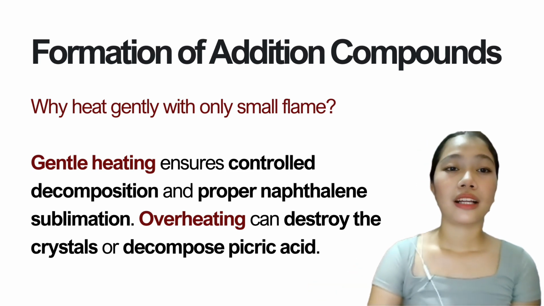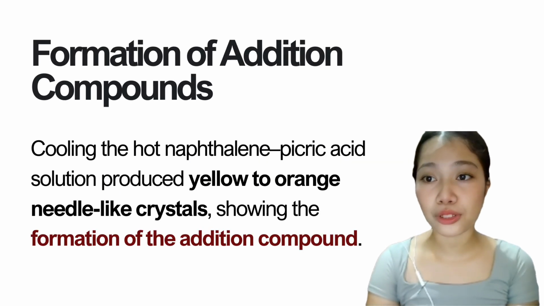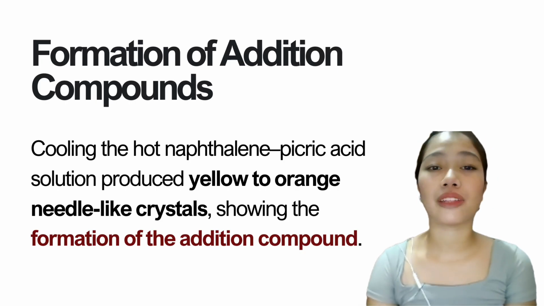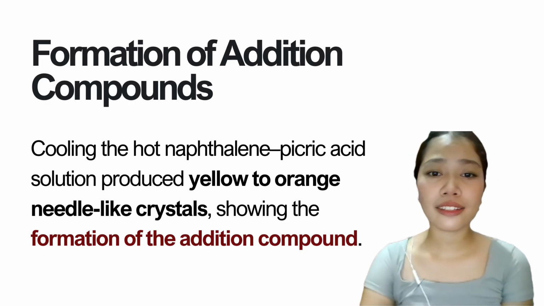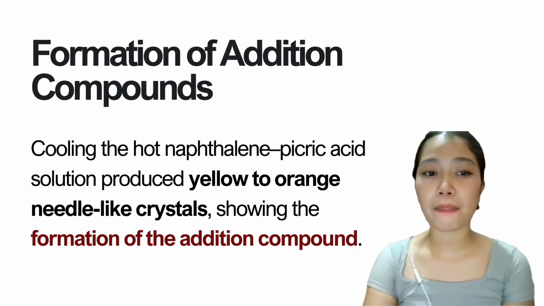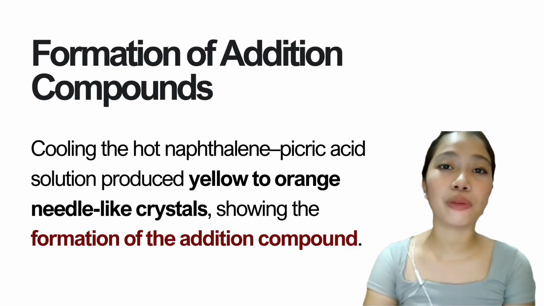So let's go to the expected result of these experiments. So cooling the hot naphthalene picric acid solution produced yellow to orange needle-like crystals, which shows the formation of addition compound. So when gently heated, the yellow crystals faded and decomposed, while the crystals of naphthalene appeared on the crucible cover, which confirms sublimation, while picric acid remains as the residue.